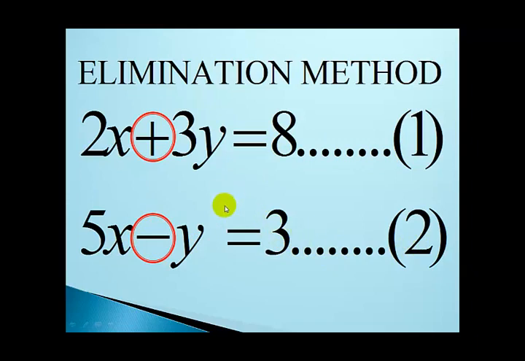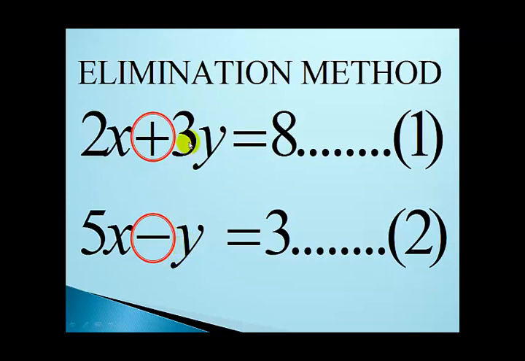Now, with the elimination method, what we do is we eliminate one of the variables so that we can find the other variable. In this question, we are going to eliminate y, and the approach is the same when we want to eliminate x. Because we want to eliminate y, our concentration is on the y. The constant coefficient of y in equation 1 is 3, but the coefficient of y in equation 2 is 1. Take note that 1y is the same as y. That is why the 1 cannot be seen.